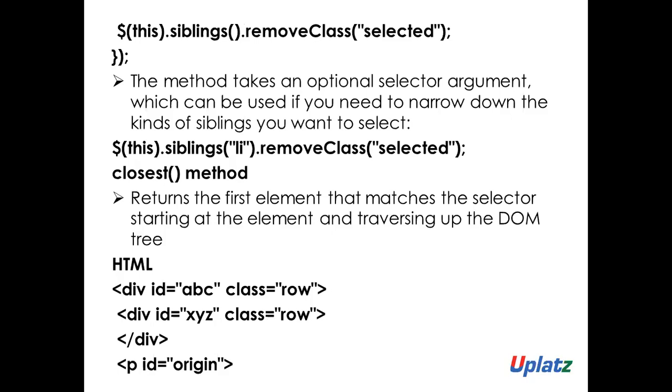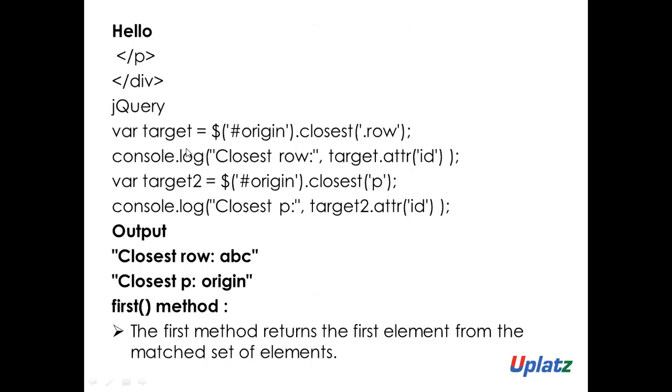It will return the first element that matches the selector, and then it will traverse the DOM tree. So in HTML, I have a div ABC XYZ. I'm just closing. I have an origin, the hello. So in jQuery, I have a target, origin dot closest true. So I'm just consoling target dot attribute of ID. So I will get that as a console output.